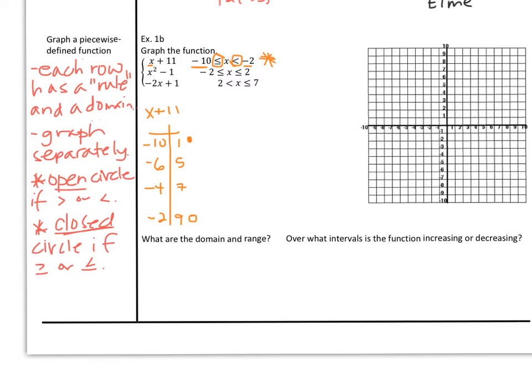Let's plot these points. Negative 10, 1, I'm going to put that closed dot. Negative 6, up 5, anything in between is always a closed dot. Negative 4, up 7. And then I'm going to go to negative 2 all the way up to 9, but that's an open dot boundary. Since it starts at negative 10 on the x-axis and stops at negative 2, I'm going to connect those, and we get a segment. And that's it. And then you go to the next row, and you do the same thing. The next row is x squared minus 1.